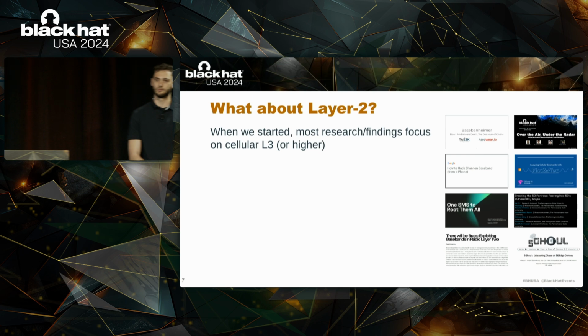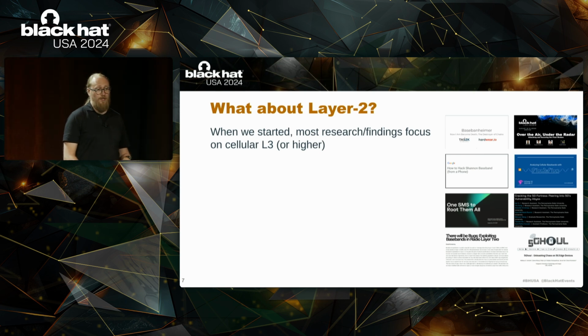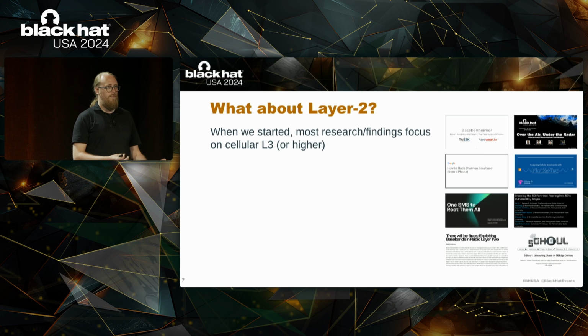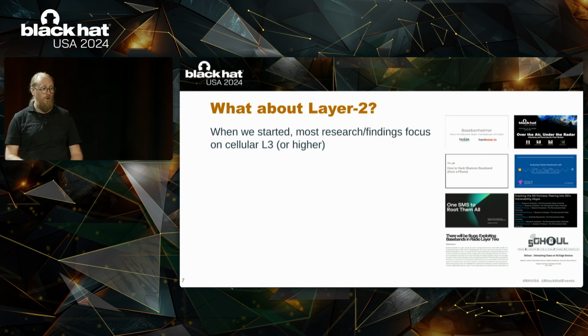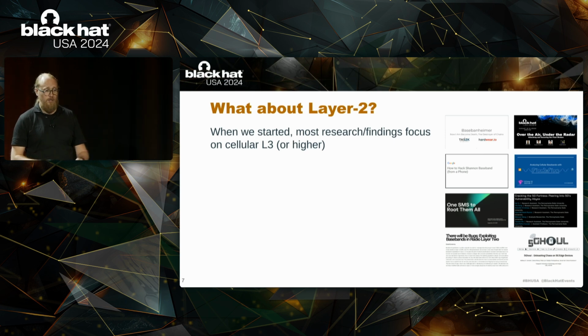And what about our research? When we started looking into the research we're presenting today, we were looking at the state of the art. And we were basically noticing that most of the works out there, especially in terms of finding memory vulnerabilities and memory corruptions, were focusing on cellular layer 3 or higher. We will come to what the different layers are in the next slide, so please bear with me for a second.